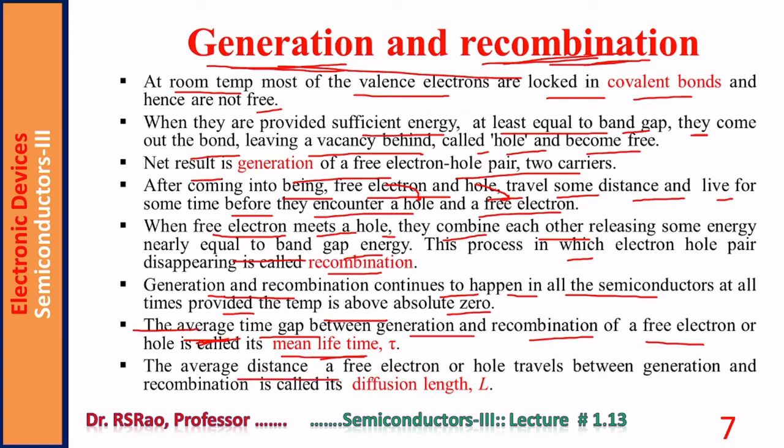The average distance a free electron or hole travels between generation and recombination is called diffusion length, L. This parameter also is different for electrons and holes. Average diffusion length is an important quantity. It varies from material to material.